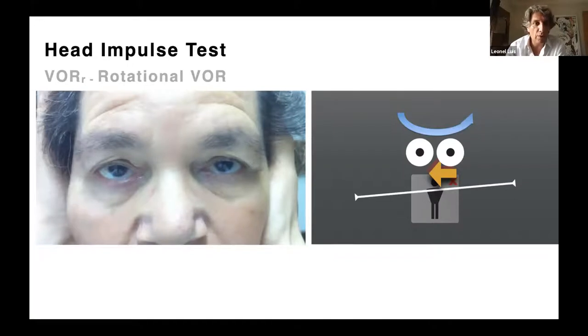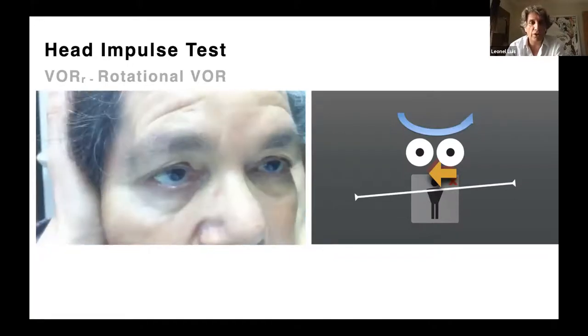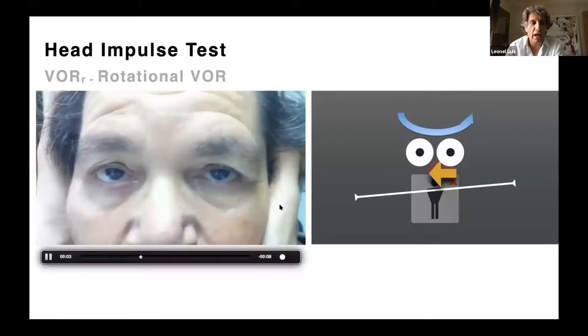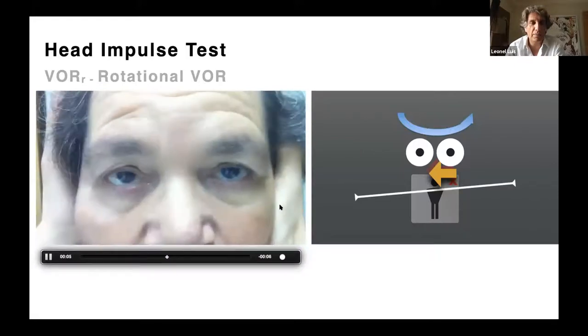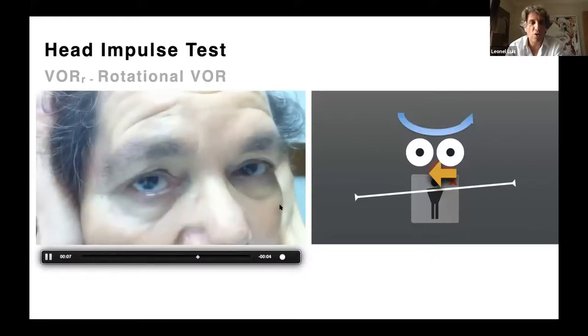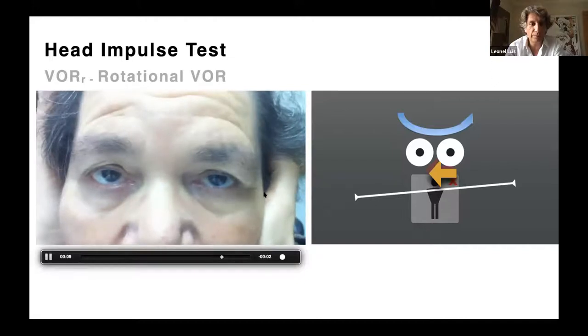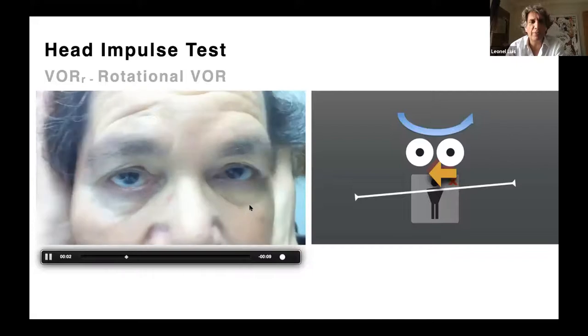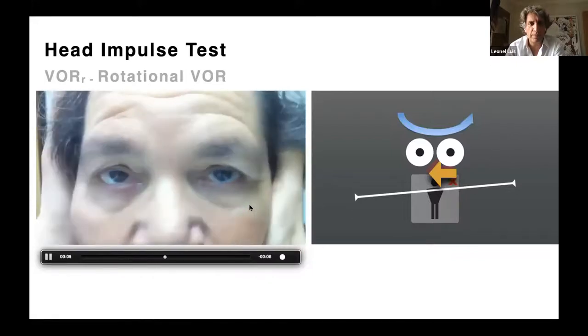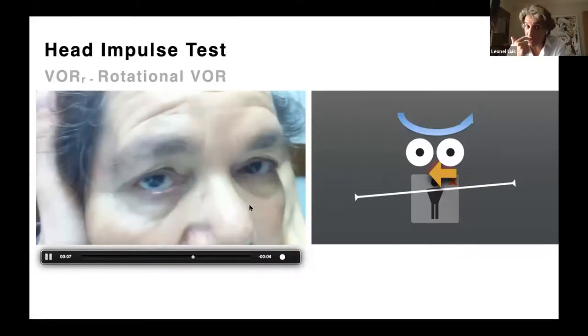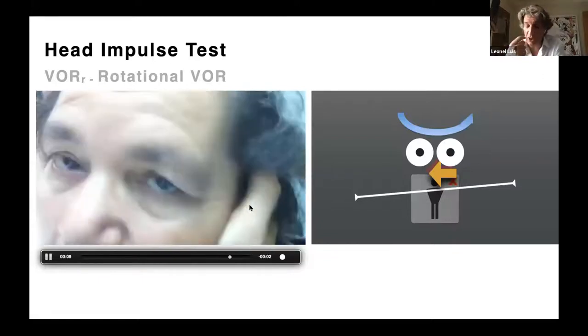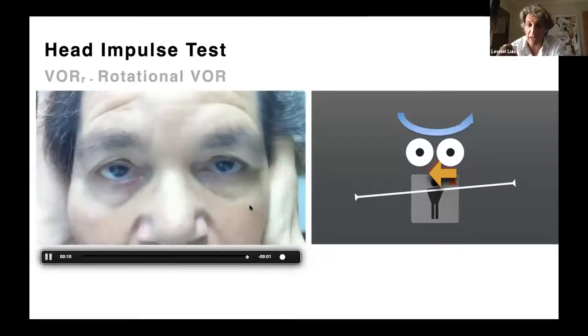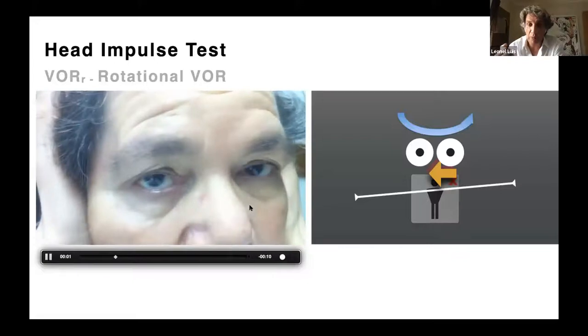This is a video with a patient with a lesion on the left. And as I hope you can see, to the right, the patient is able to look at the target, while with movements to the left, he's unable to do so. There you go. And the saccade has to be elicited. I know that it's not easy to see videos with Zoom. We cannot see exactly the same thing as online, but I hope you can see this.